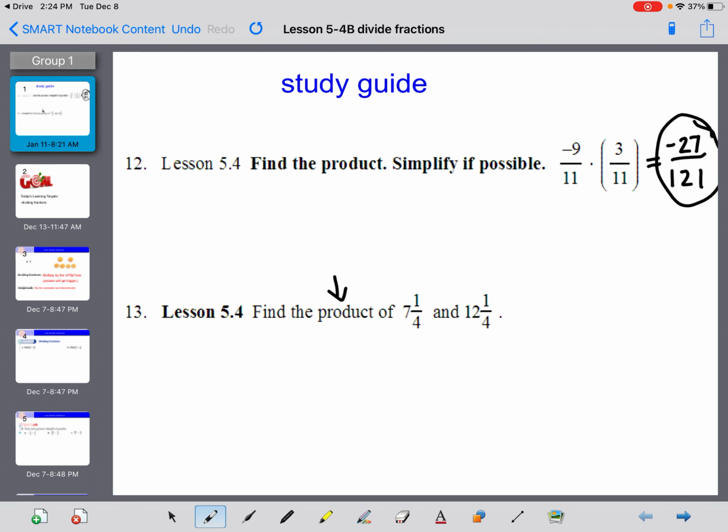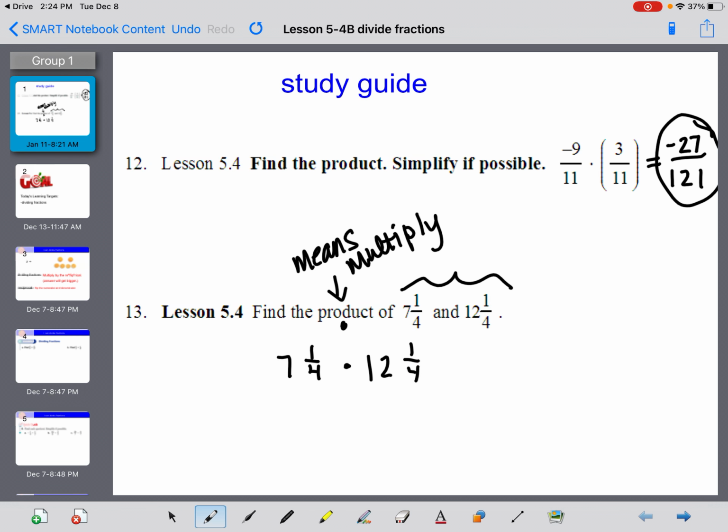The next one, find the product. Make sure that you know that product means multiply because it's the same wording on your test. If you don't know what the word product is, you're not going to know if you should add, subtract, multiply, or divide 7 1/4 and 12 1/4. So product means multiply. 7 1/4 times 12 1/4.